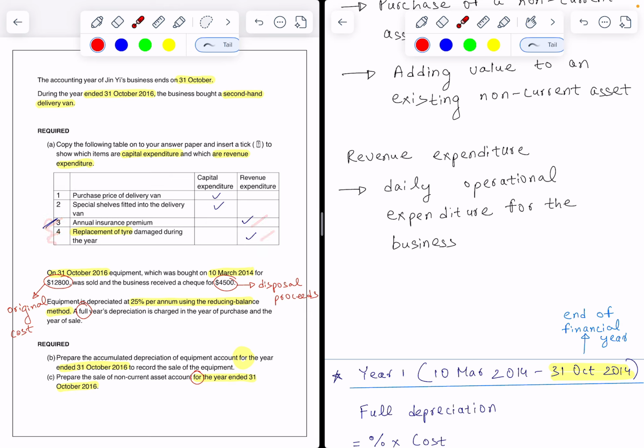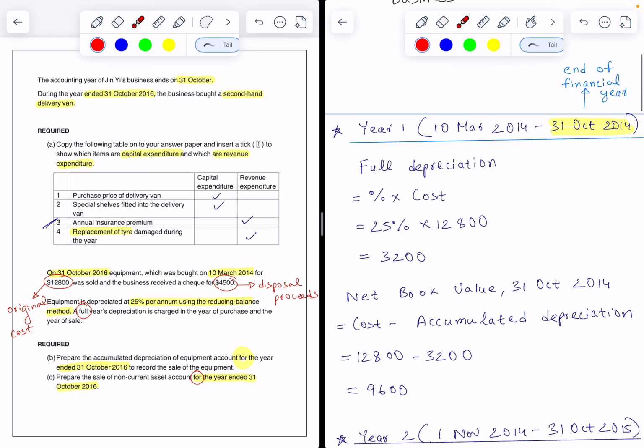Okay? Now, the main parts of this question. So we have done those questions in depth, so let's see what's going on. On 31st of October 2016, equipment which was bought on 10th of March 2014 for $12,800. So this is referring to the original cost of this equipment. It was sold and the business received a check of $4,500, which is what we refer to as the disposal proceeds.